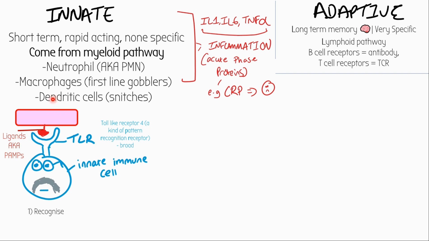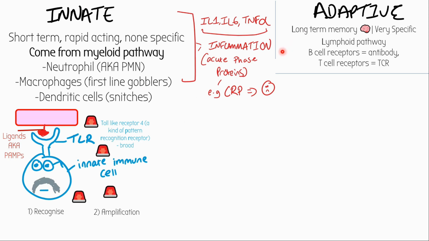So the antigen is going to come across. We can call the antigen a PAMP now, and it's going to fit into the toll-like receptor in the innate immune cell. This innate immune cell first recognizes that a pathogen has come. The next stage is going to sound the alarm bell and get inflammation going and get everyone going.